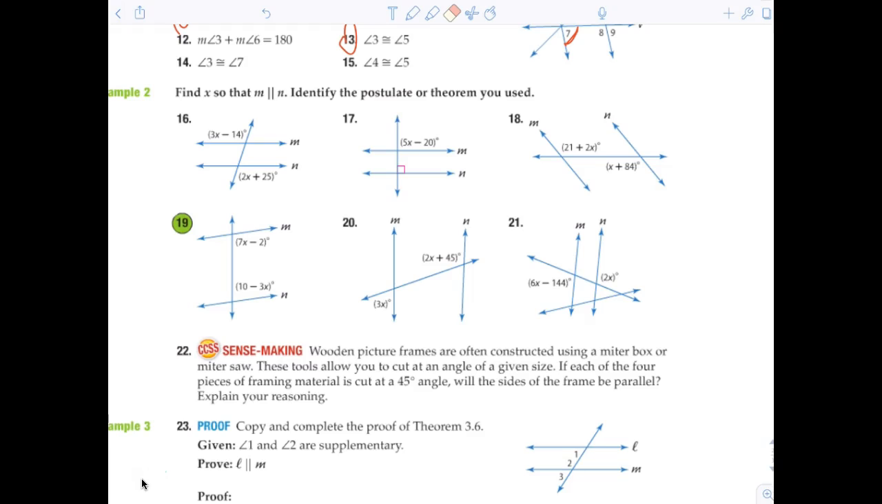All right. Let's take a look at 21 now. If I'm looking at 21. All right. Those are what? They try to mess you up by throwing this line in here. That line doesn't affect anything. Those are alternate exterior angles, and alternate exterior angles are what? They're equal. All right. So finish that up.